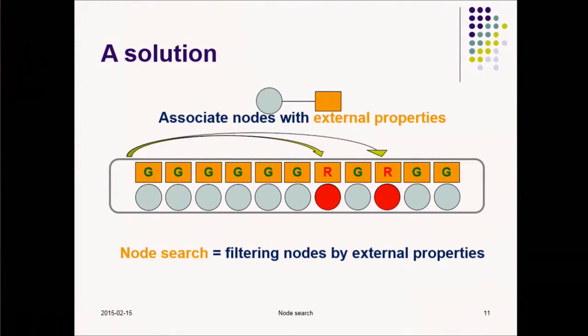A possible solution to this challenge is suggested by our trick. And the gist is to associate the nodes with information describing the nodes, but kept outside of the node. Therefore, this information, which I call the external properties of a node, can be stored and queried without constructing the nodes. And the term node search, I simply redefined to mean filtering a collection of nodes by their external properties.